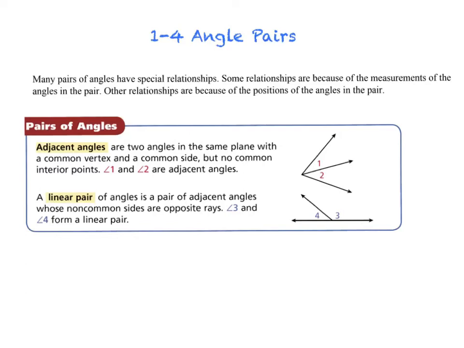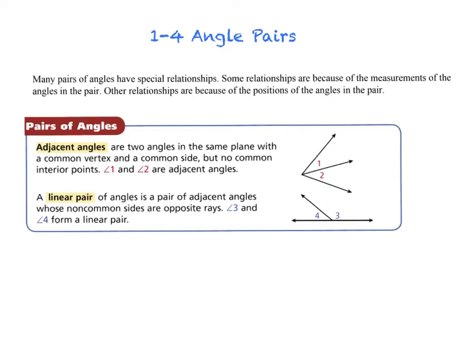In the last lesson, you learned about different types of angles, the angle addition postulate, and angle bisectors. Today we're going to learn a little bit more about specific angle pairs that you can use to your advantage when solving problems. Many pairs of angles have special relationships. Some of these relationships are based on the measurements of the angles that the pair make. Other relationships are because of the positions of the angles.